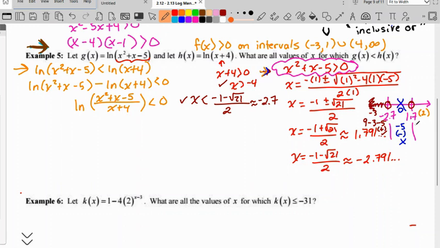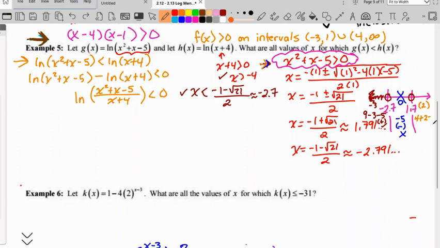2 squared is 4, plus 2, minus 5. So 6 minus 5 is 1, which is positive. And do we want positive? Well, we want greater than 0, so yes, we do. So that section will be included in our domain.